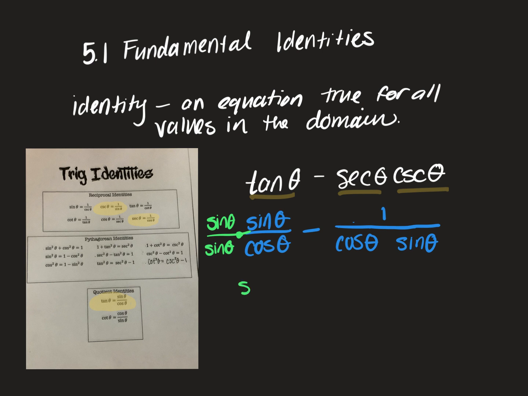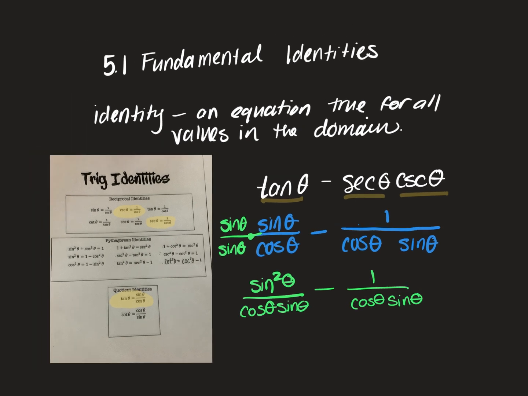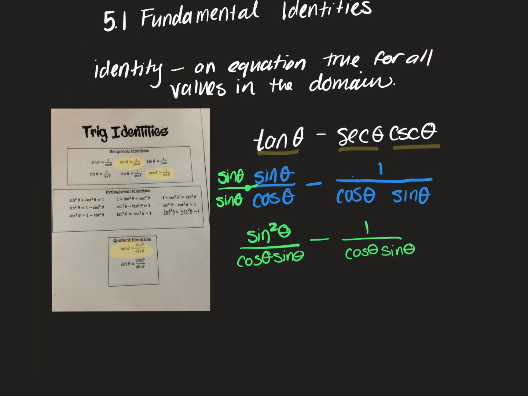So then that gives me sine squared over cosine times sine. Okay, so what happens when I subtract those two? On top I get sine squared minus 1, and then the bottom just stays the same. So cosine times sine.